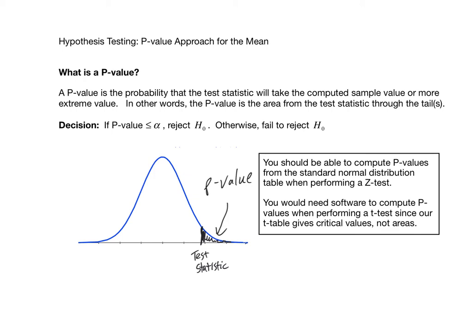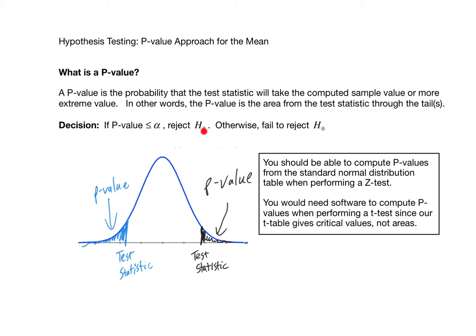Let's say you're doing a left-tailed test. With a left-tailed test, you compute the test statistic. Let's say it comes up somewhere right around here. The p-value then would be the area from that test statistic over into the tail. So the smaller the p-value, meaning the smaller the area, the more extreme the test statistic is. So the question is, how small is small enough for the test statistic to be too extreme? That's precisely where the decision comes into play.